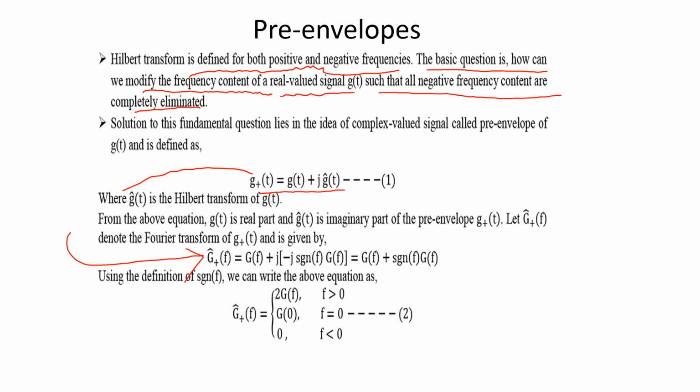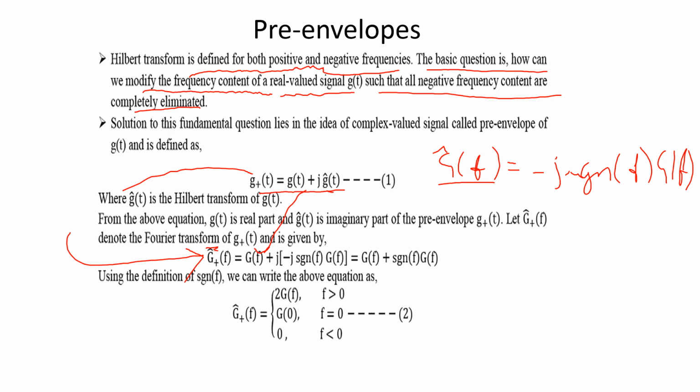So g plus of t becomes G plus of f. The cap is not there here. So G plus of f is equal to G of f, in place of g of t it is G of f, plus j times g cap of f. So what is g cap of f? G cap of f is supposed to be substituted. G cap of f is equal to minus j signum of f into G of f. That is what you are substituting in place of g cap of f.